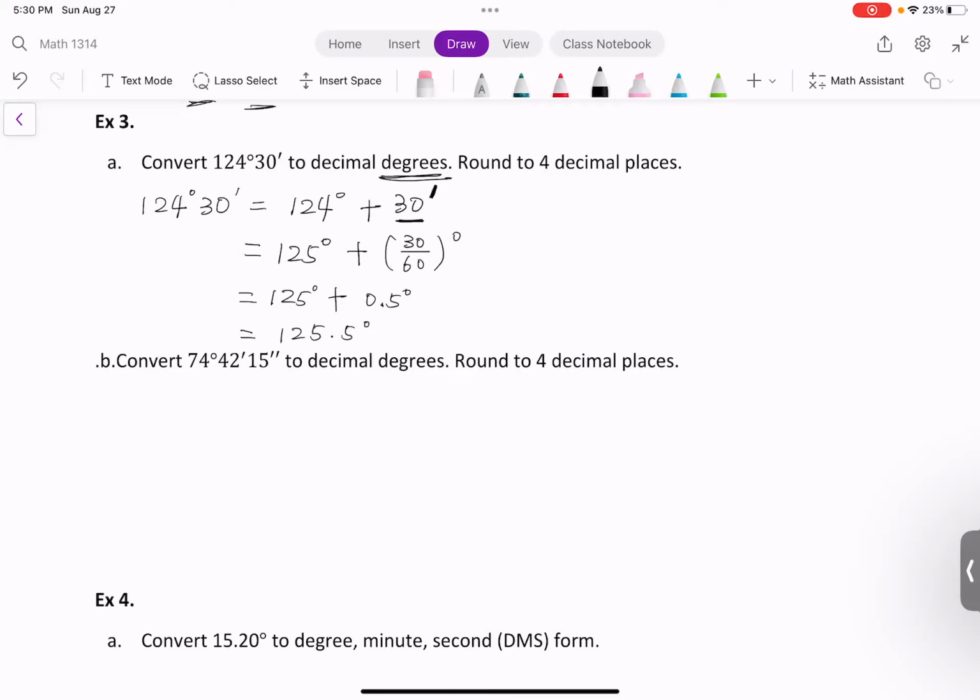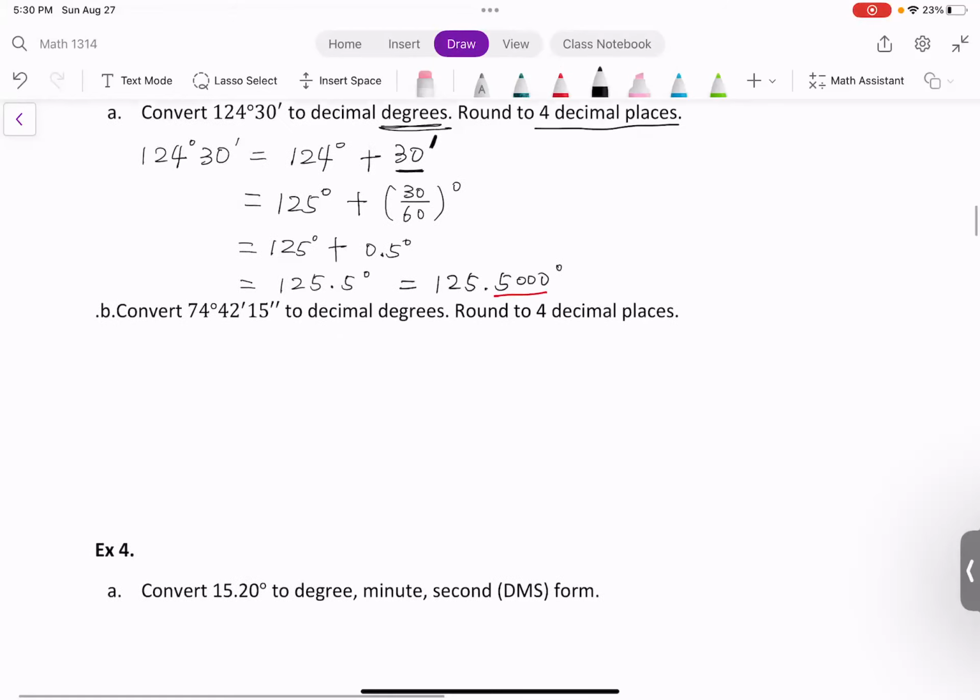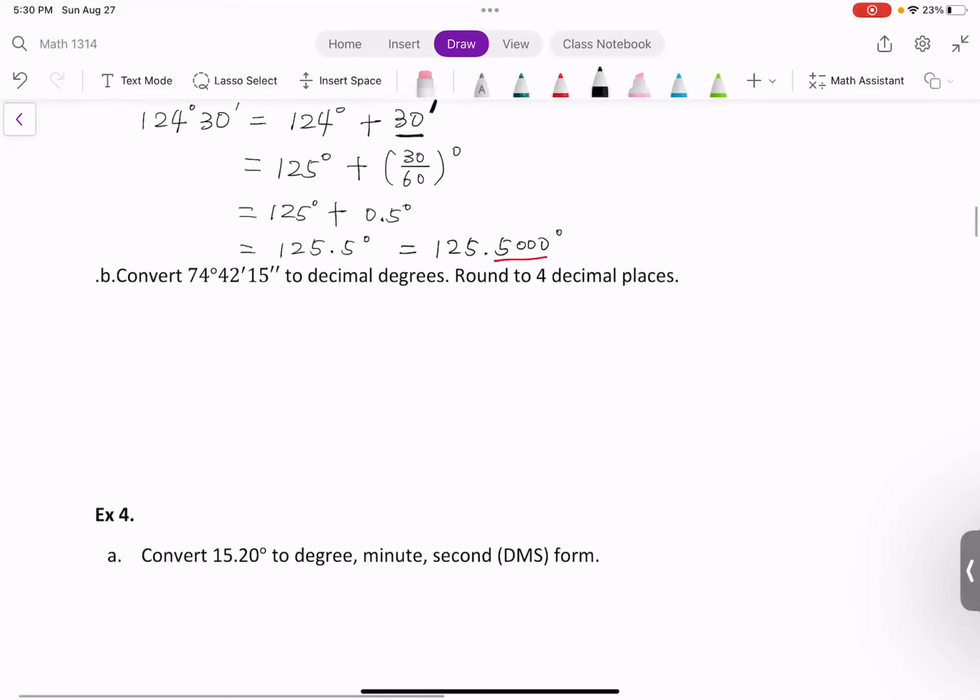125 degrees plus 30 over 60, that's 0.5. Then add them together, I have 125.5 degrees. So round to 4 decimal places. I don't have too many decimals, but I can put zeros to make 4 decimal places. 125.5000. So I have 4 decimal places. Put a degree here. All right, number B. Convert this one to decimal degrees. Round to 4 decimal places.